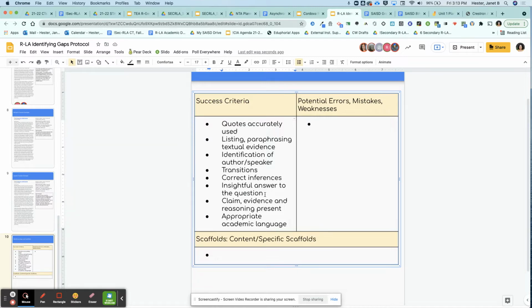Okay, now that we've identified what it would take to be successful in answering this question, what do we see are potential errors, mistakes, or weaknesses? I guess one of the most obvious things would be if they had no textual evidence, or if the textual evidence wasn't aligned to their answer, like there was no connection there. That would be a mistake or a weakness. Yeah. You mean the textual evidence doesn't support the answer? Right. We all have those kids that just take a piece of text and throw it in there, and it doesn't connect.